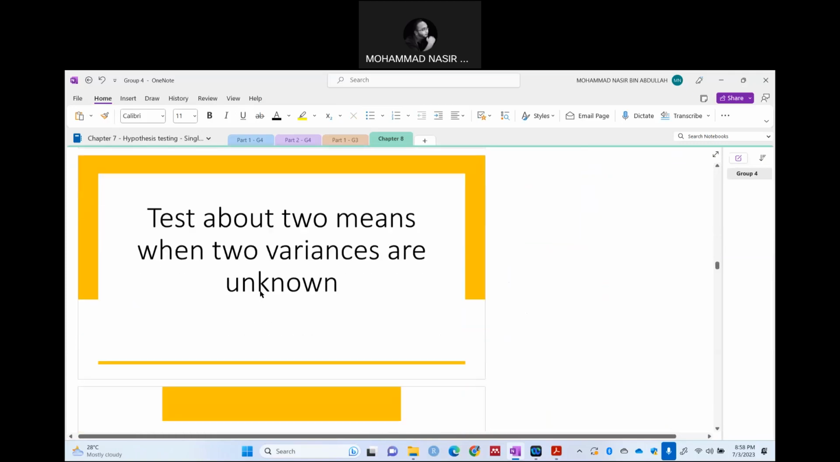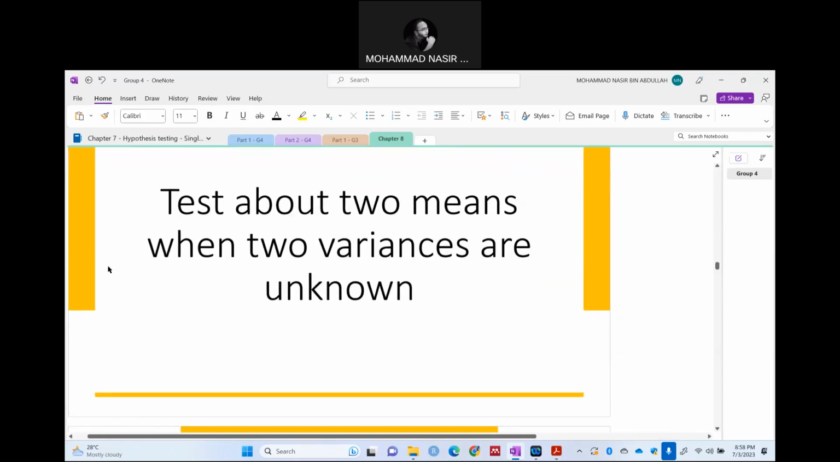Now we're going to look at tests about two means when two variances are unknown. You want to proceed or take a 5-minute rest? Okay, good.